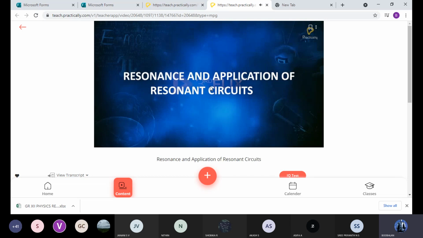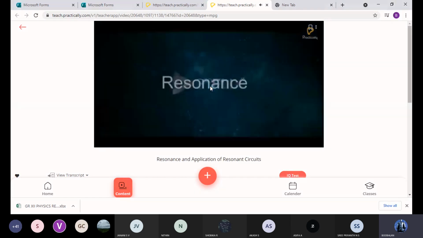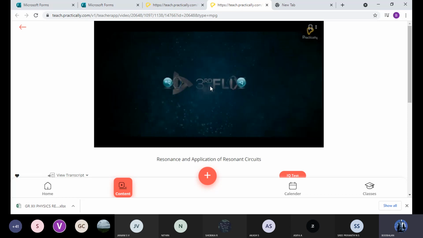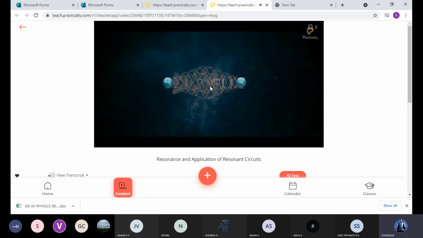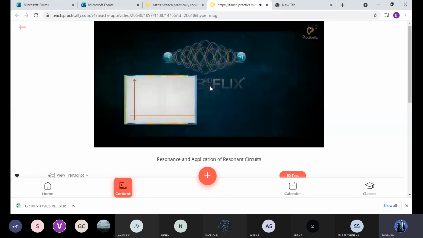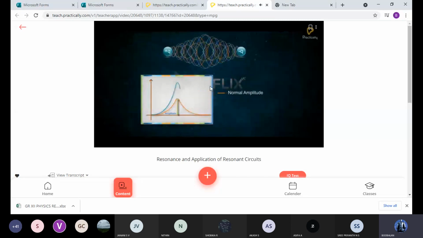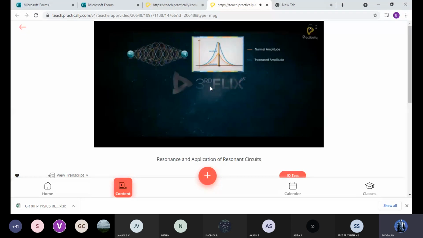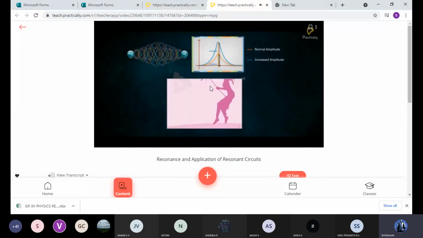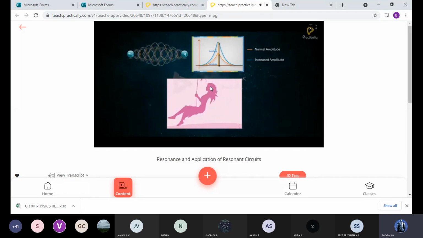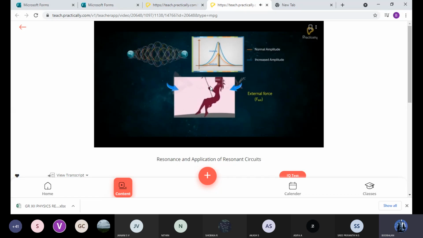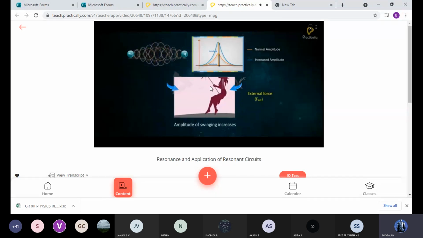Resonance and application of resonant circuits. Resonance: a system with a natural frequency exhibits the phenomenon of resonance. If such a system is driven by an energy source, the amplitude of oscillation increases. For instance, a swing has a natural frequency of swinging back and forth, but when an external force is applied on it, the amplitude of swinging increases.